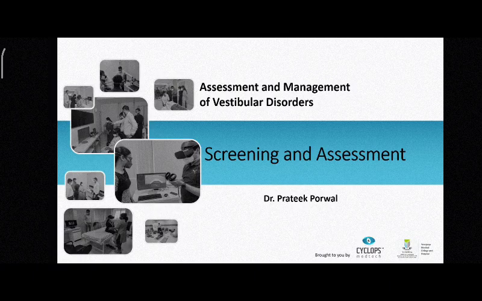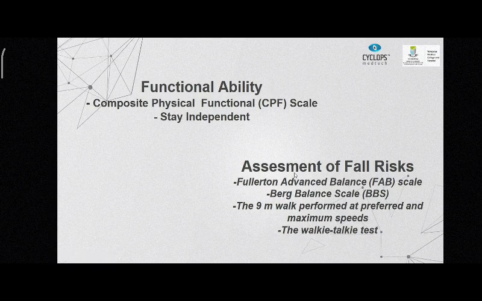So let us start the screening and assessment of vestibular patients. We will be talking on two things. First is how we will screen the patient, that is the functional ability of a patient, and we will be using two criteria. First one is the Composite Physical Functional scale, and the second one is Stay Independent, and we have a wildcard entry at third also. And next we will see how to do a fall risk assessment. So we will be using Fullerton Advanced Balance Scale, Berg Balance Scale and other tests.